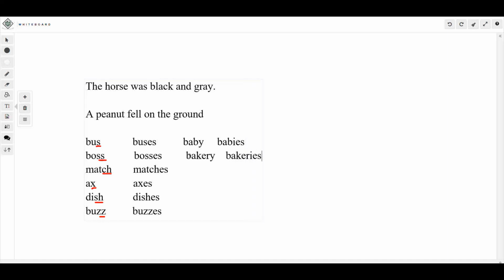B-A-K-E-R-I-E-S. Good. These are some spelling and phonics rules. Anytime a word ends with a consonant and a Y, that means you change that Y to an I and add ES in order to make it plural. Now, sometimes we have words that end with Y that we just put an S on. Think of this word, one boy or many boys. Okay, so we don't always change the Y, but notice this ends with a vowel and a Y.